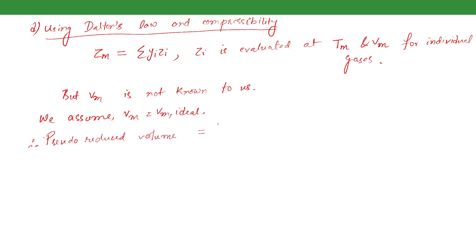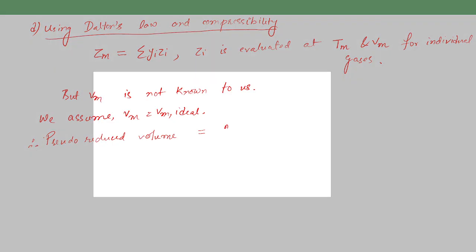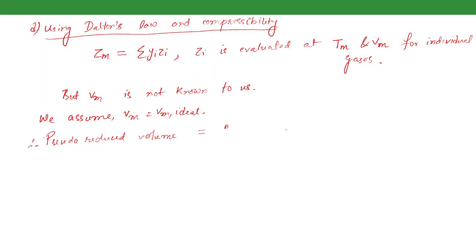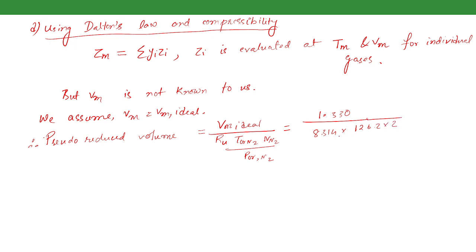This is equal to Vm ideal, that we have taken, divided by the universal gas constant, the critical temperature of nitrogen, the number of moles of nitrogen, and the critical pressure of nitrogen. So this is called the pseudo reduced volume. So the pseudo reduced volume for this comes out to be 1.330 divided by 8.314 multiplied by 126.2, and the number of moles of nitrogen was 2.